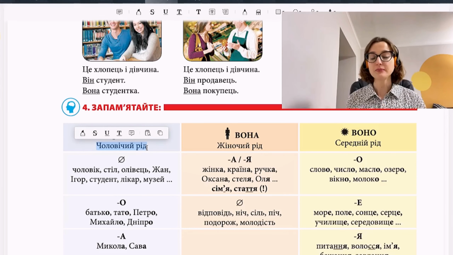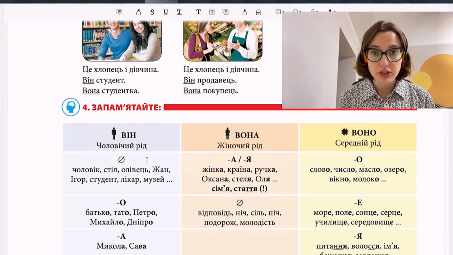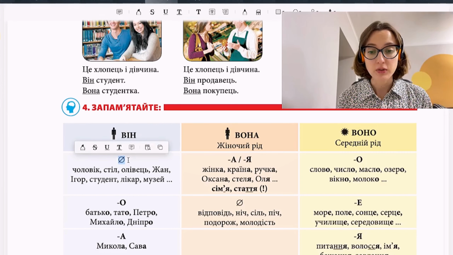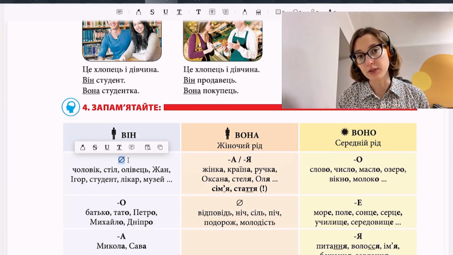Чоловічий рід. Так? І чоловічий рід – це коли у нас приголосна в кінці слова. Consonant at the end of the word.